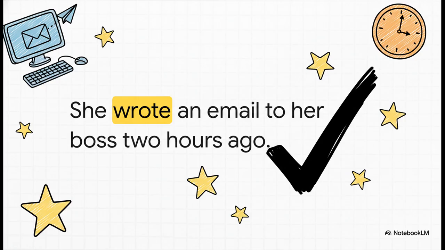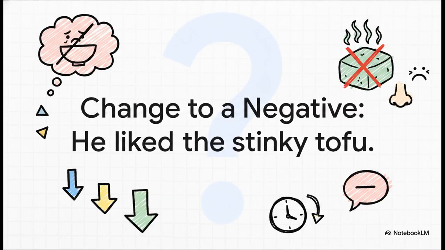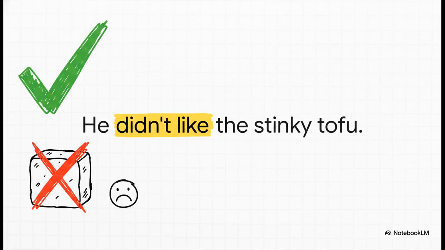All right, next challenge. Okay, time to use our helper verb again. How would you take this sentence, he liked the stinky tofu, and make it negative? What do you think? And here it is. He didn't like the stinky tofu. We brought in didn't, and our verb liked went right back to its original form. Like. Perfect. You're getting this.